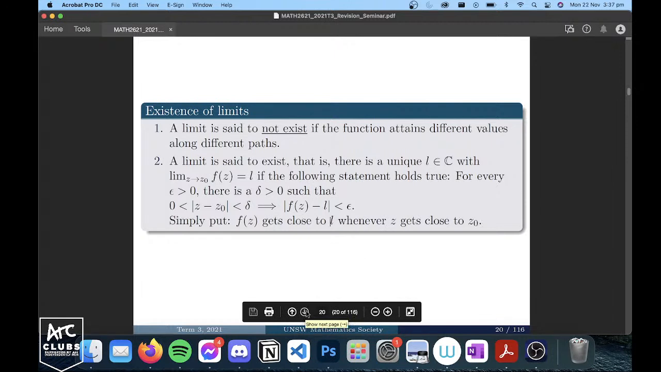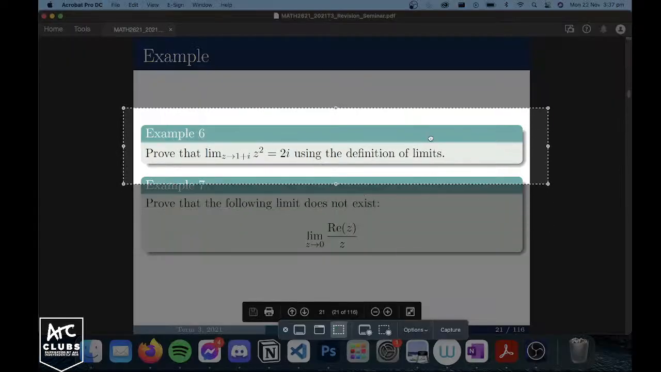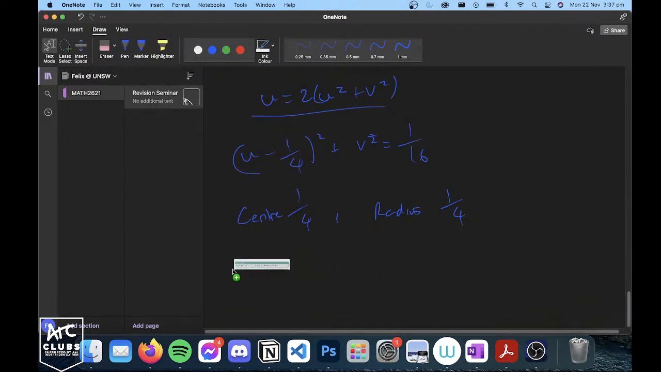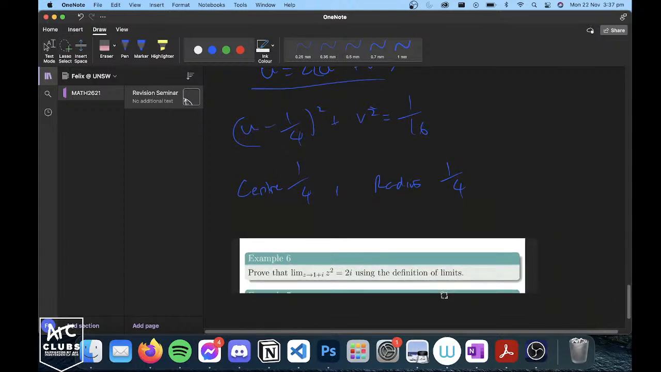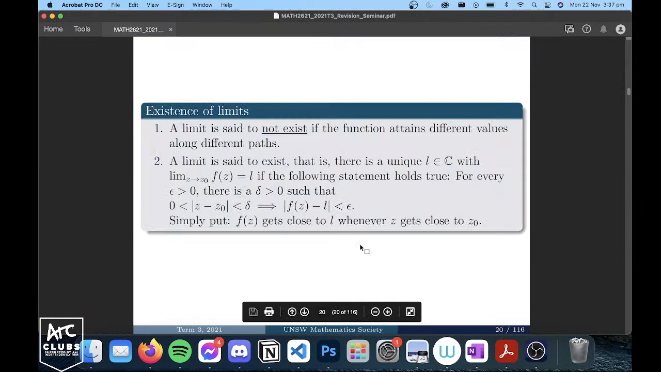And so let's do a couple of examples. Let's start off with this one. Prove that this limit is here. Okay. I'll probably need to screenshot this as well.